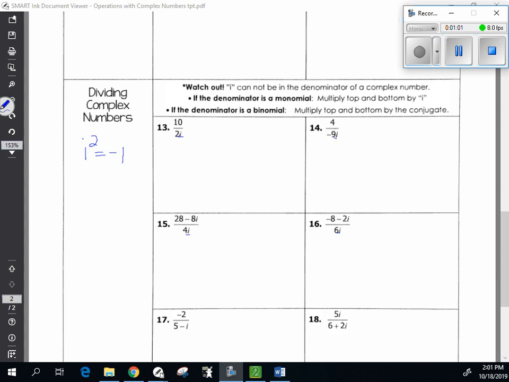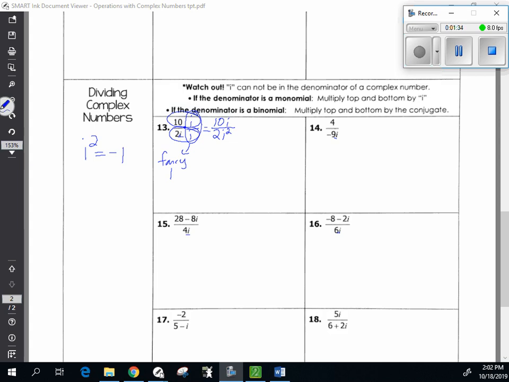So how do I make this into i squared? I multiply this by i over i. Now this is just a fancy form of one. So all I'm doing is multiplying by 1, so I can change my problem, and I don't have an i in the denominator. I multiply across. 10 times i is 10i. 2i times i is 2i squared.